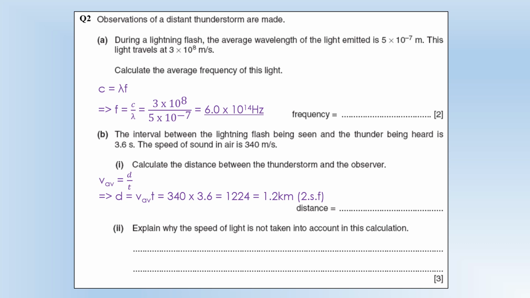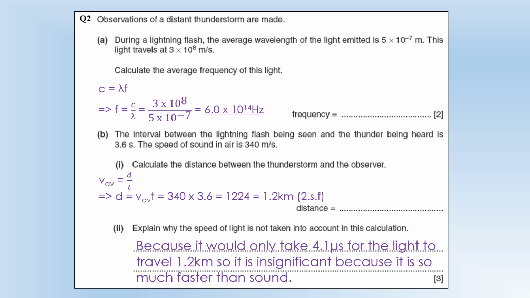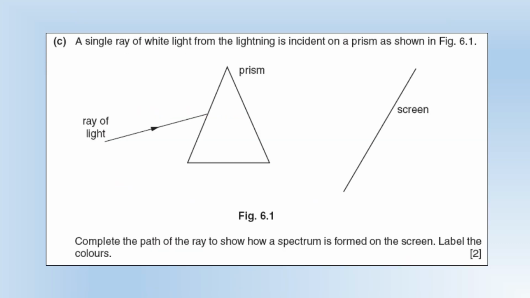Explain why the speed of light is not taken into account in this calculation. Well, because it would only take 4.1 microseconds for the light to travel 1.2 kilometers, so it's just completely insignificant because it's so much faster than sound. And if you want to know how I got the 4.1 microseconds, I just did 1.2 kilometers divided by 3 times 10 to the 8, and you realize how short the period of time is, and that's why we ignore it.